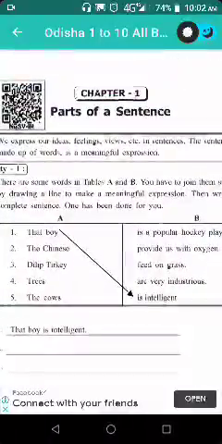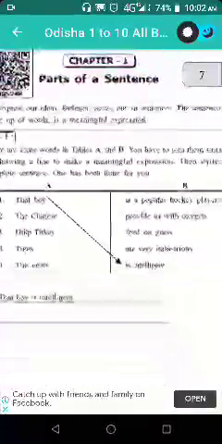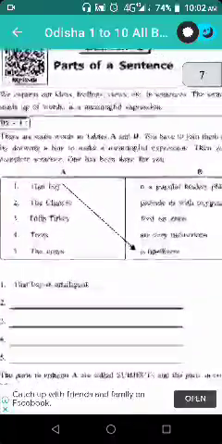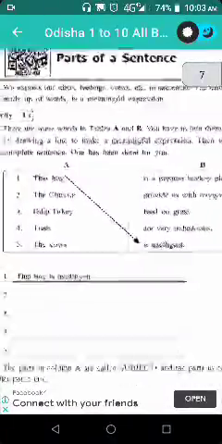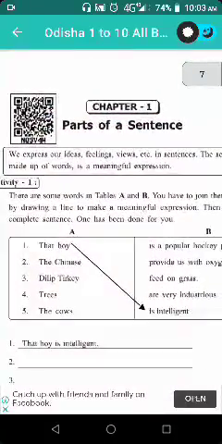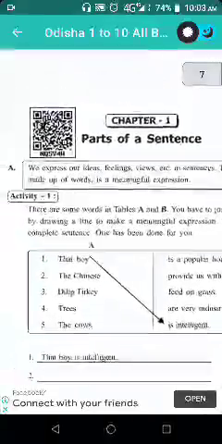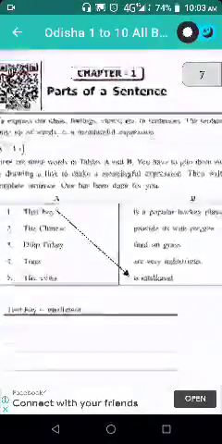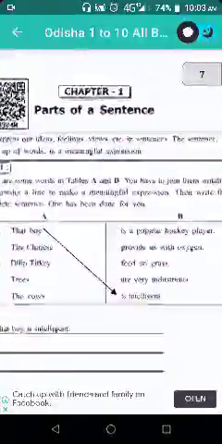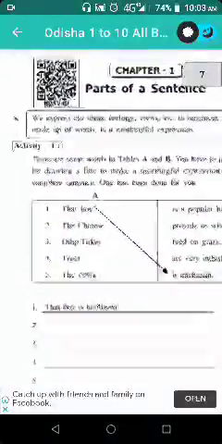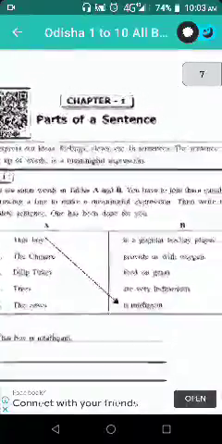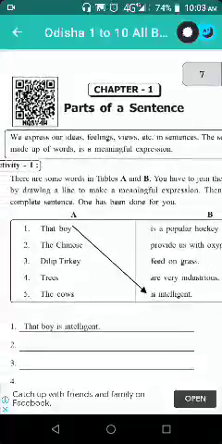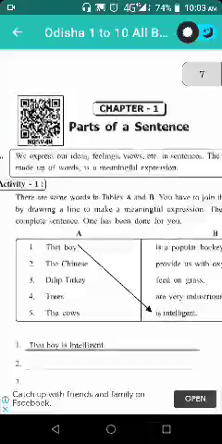Then interjection. Interjection is a word which denotes sudden emotions of sorrow, happiness, praise, etc. of a speaker. Which is a sudden feeling. Alas, it is a sorrowful expression. Alas, Amit's mother is dead. Here, alas is an interjection.